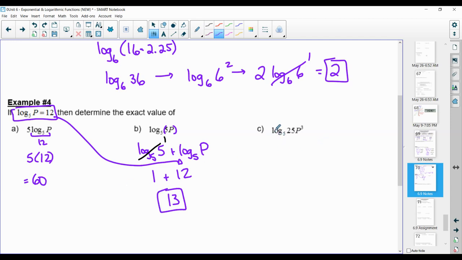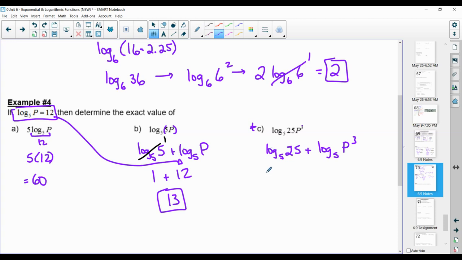And our last question, we've got log base 5 of 25p cubed. Now there is a tendency for people to want to just bring the 3 forward, but that wouldn't work unless I had an expression that looked like log base 5 of 25p, and then this whole thing is cubed. But the cube is only applying to the p, so I need to separate things out first. So I'm going to start off by rewriting my expression, and I'm going to have log base 5 of 25 plus log base 5 of p cubed.